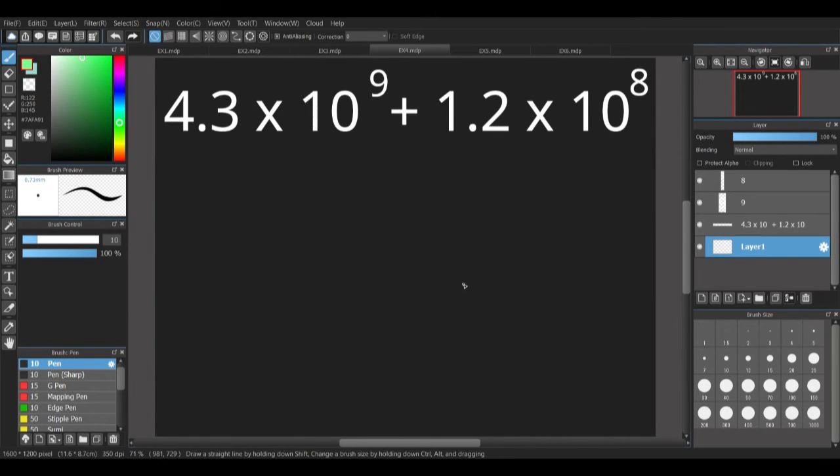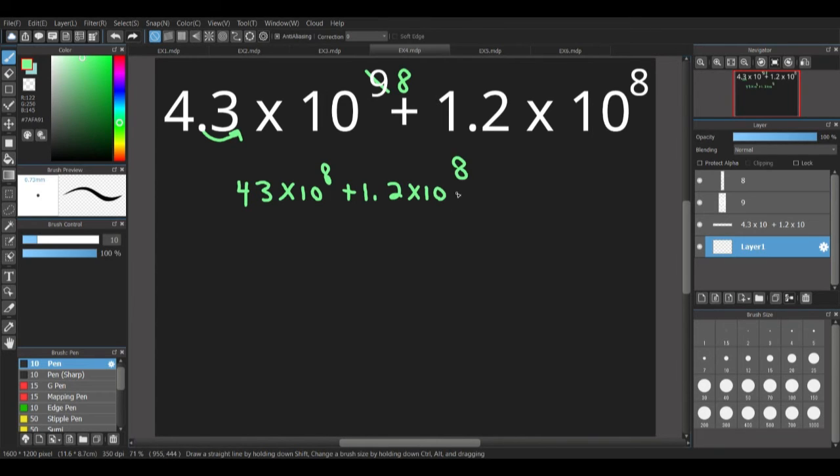For our first example, we are going to do 4.3 times 10 to the 9th plus 1.2 times 10 to the 8th. Our first step is to make our exponents the same. It doesn't matter which one we change as long as they're equal in the end. I'm going to make this 10 to the 8th. But since I decreased that exponent by 1, I have to move the decimal one place to the right. So this becomes 43 times 10 to the 8th plus 1.2 times 10 to the 8th.